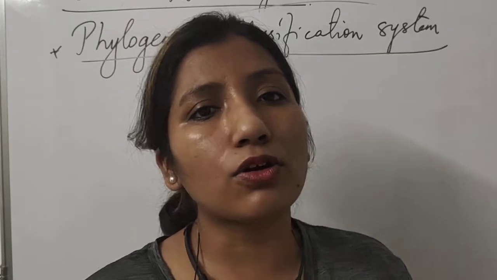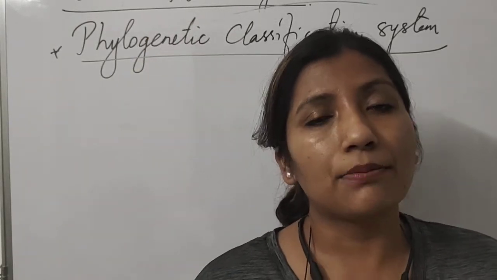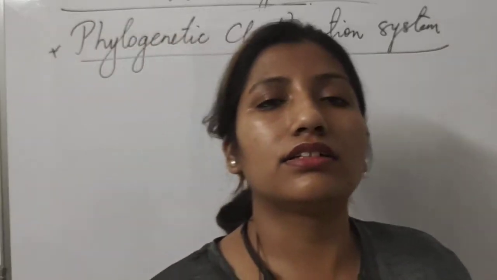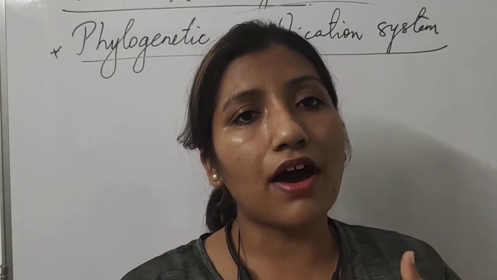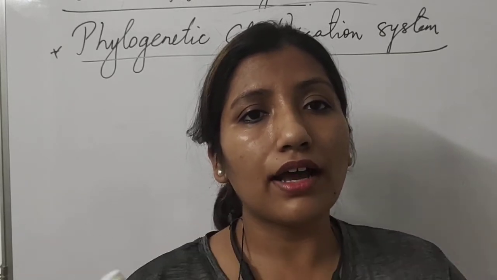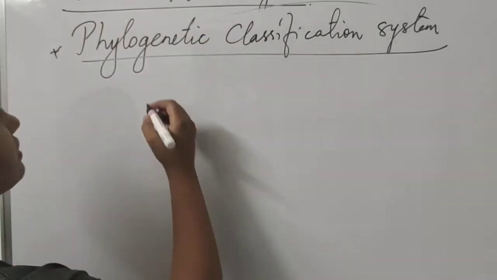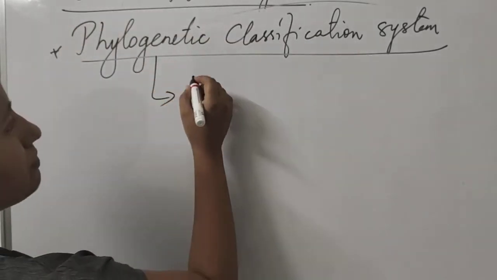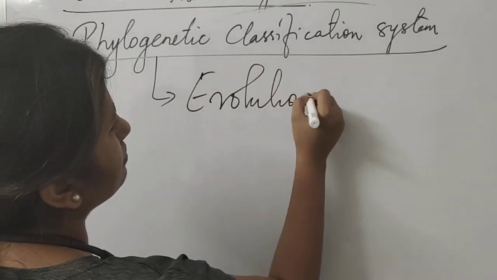With whom are we closely related? We are closely related with chimps and apes. But if you see cattle, cats, we are far related. But we are related, right? So we are far related, close related, on the basis of the ancestor. On the basis of this, the phylogenetic classification system came, that is on the basis of evolutionary relationship.